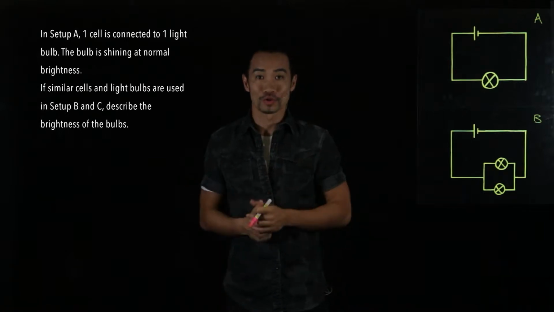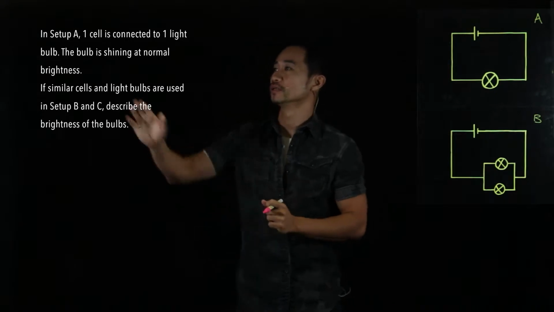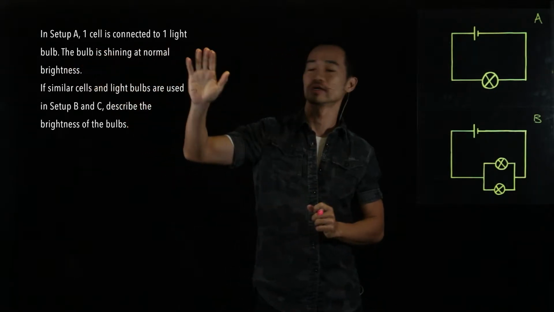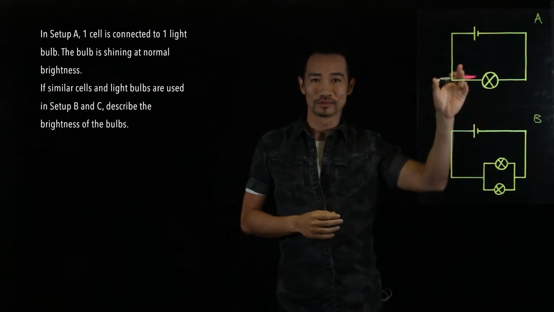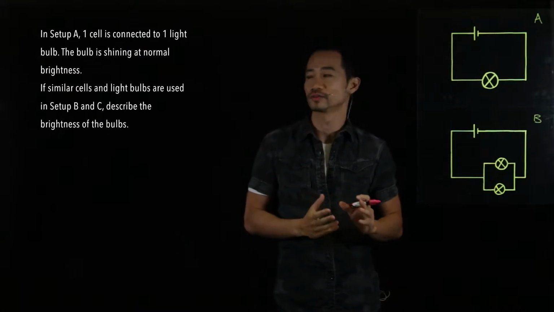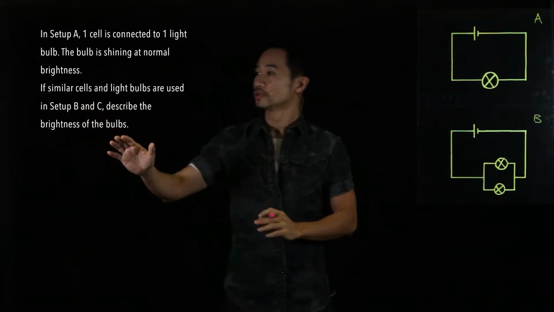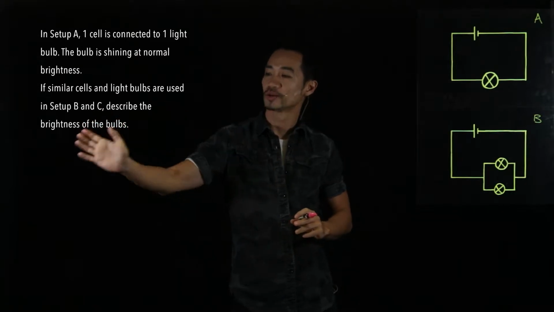All right, back for one more question. This will try to sum up all the concepts we have learned. In setup A, one cell is connected to one light bulb, and the bulb is shining at normal brightness. This is one of those questions that they like to ask in the MCQ parts. If similar cells and light bulbs are used in setup B and C, describe the brightness of the bulbs.